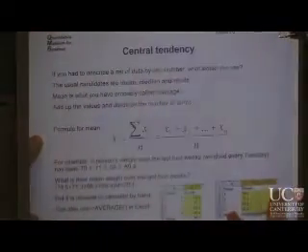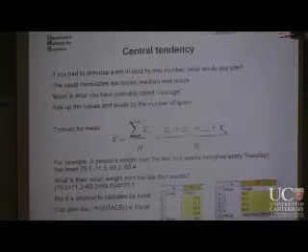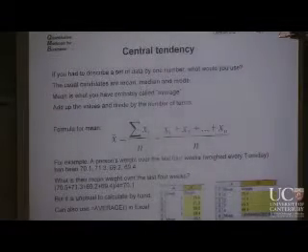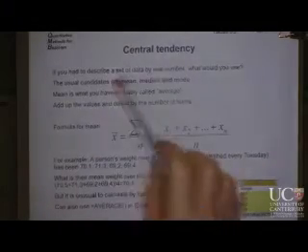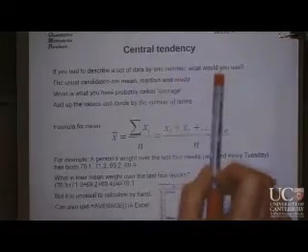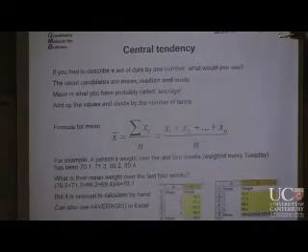This isn't going to take as long as I thought. Okay, so the idea of central tendency. And I've been looking at how stats is often explained this way, and they do a whole lot of mathematical stuff which I think is actually unnecessary. If you had to describe a set of data by one number, what would you use? And that is what the mean is about.